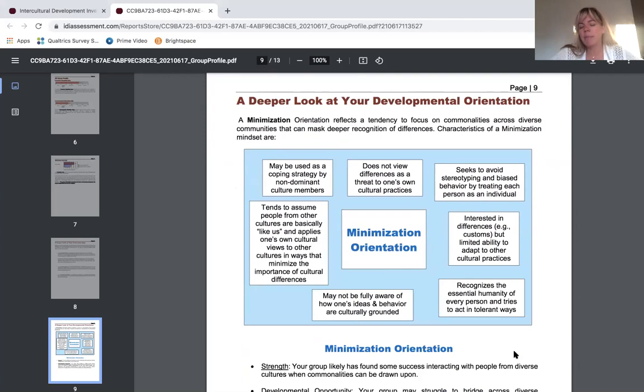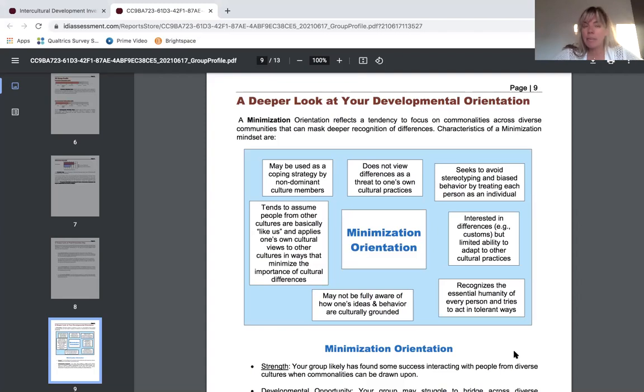Like I was mentioning, minimization can be used as a coping strategy if you're a person who's a non-dominant member of the culture. You try to notice the difference so that you can later figure out how to navigate the systems in a particular way. What's great about minimization is it doesn't view any differences as a threat to their own cultural practices. It just sees the difference, but it's not concerned. It's not like polarization, where it's like, oh no, I don't want to do things the way the other side of the group does it.